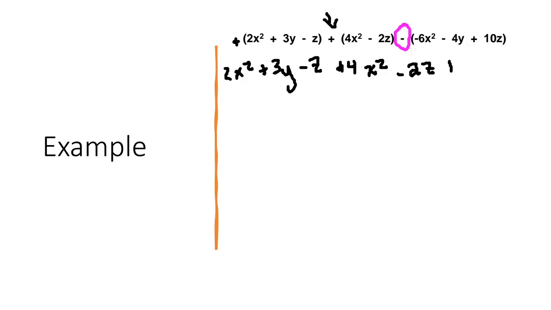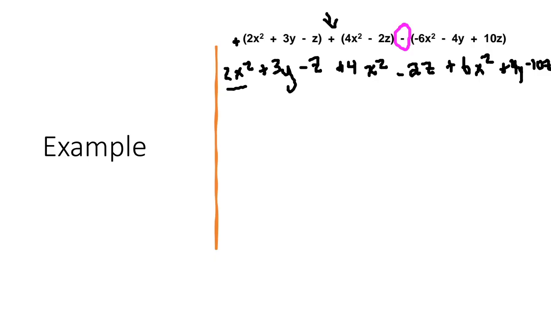We get a plus 6x squared because it was a negative, plus 4y because it was a negative, and minus 10z. Sorry, I kind of ran out of room there. Hopefully you can see that. So plus 6x squared plus 4y because it was a negative, and then take away 10z.